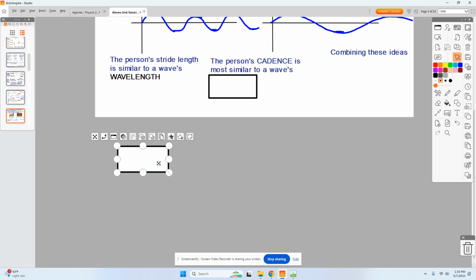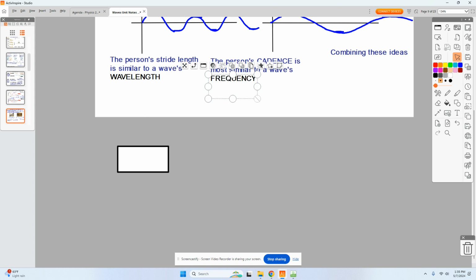The cadence, which is sort of like your turnover rate, actually, Shay, you're a long distance runner as well, right? Long distance runners have to have a certain cadence to be most efficient. It's about 180 steps per minute. That's similar to a frequency. So we can develop this equation for wave speed by considering how fast a person can run or walk based on their stride length and their frequency.